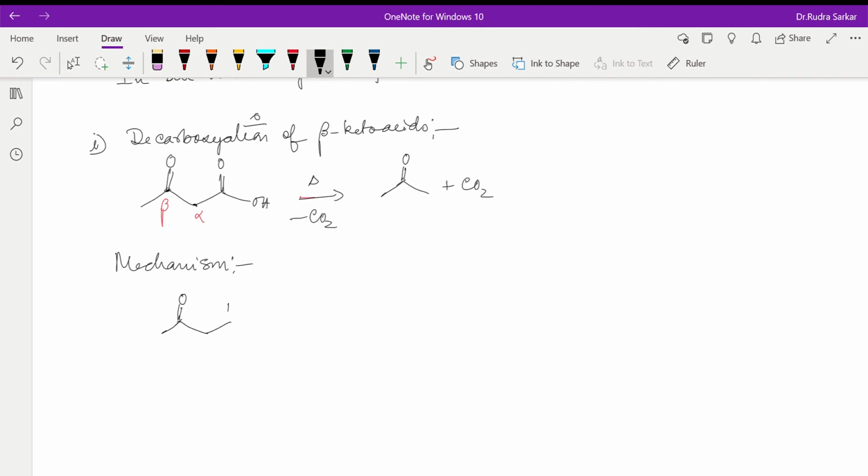Try to rearrange the chain, which was flat before, and try to make somewhat a six-membered ring like this. Now think that this particular pi bond is reaching out for the hydrogen. This particular sigma bond gets converted to a pi bond, and this one breaks.